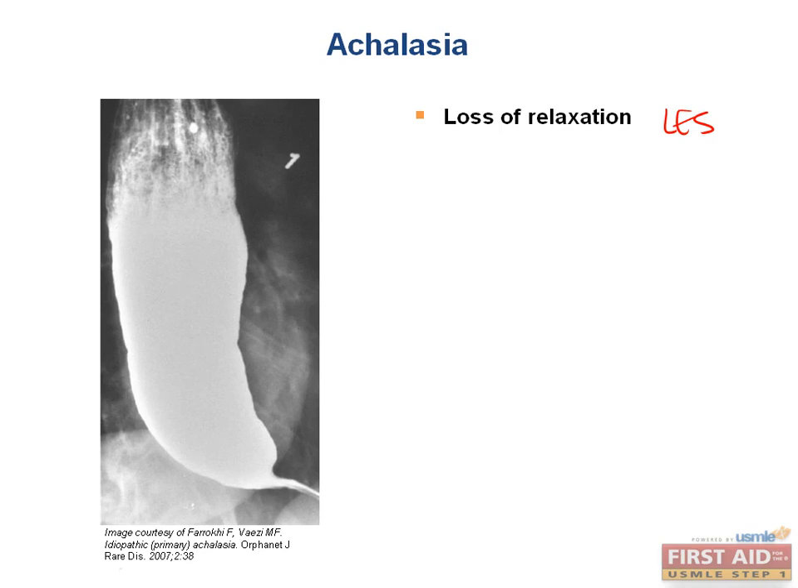What happens if you lose the myenteric plexus? Because the LES cannot relax, food does not pass from the esophagus to the stomach in its usual coordinated manner, and this gives the patient dysphagia to solids and liquids. What would happen if there was only an obstruction? Well, with just an obstruction, there would be no dysphagia to liquids. So this helps separate an obstruction versus achalasia, where achalasia has dysphagia to both solids and liquids.